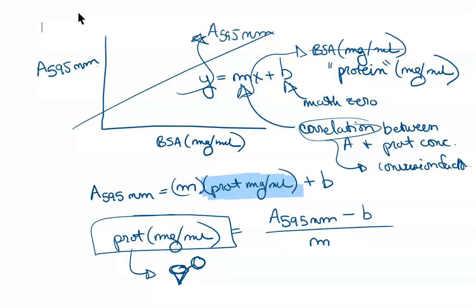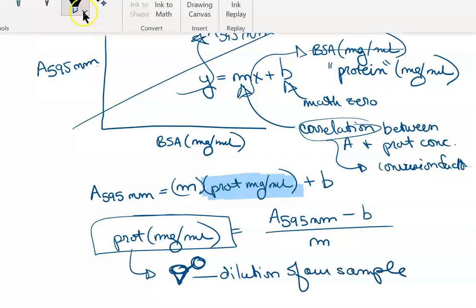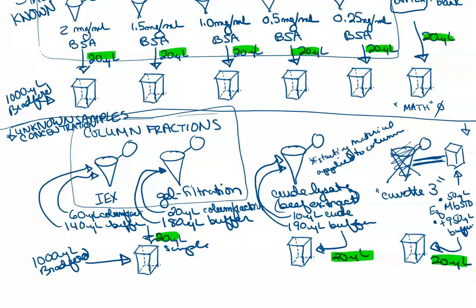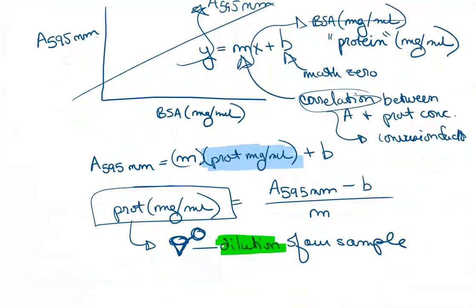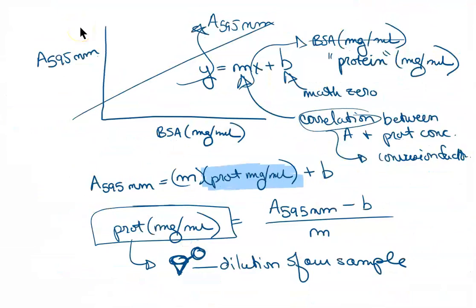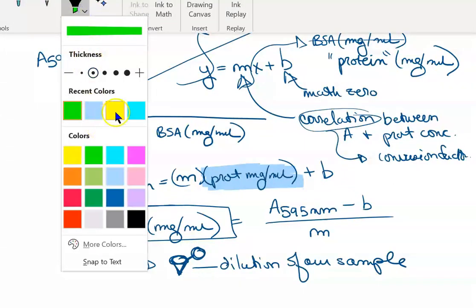But we're not done there, right? Because the SnapCap tube contained a dilution of our sample. So what do we mean by that? This is a dilute sample in here.